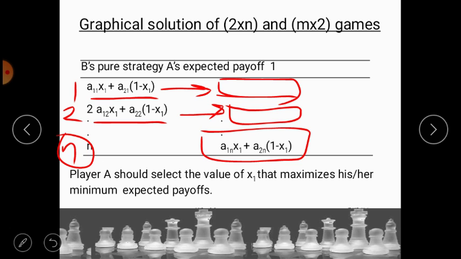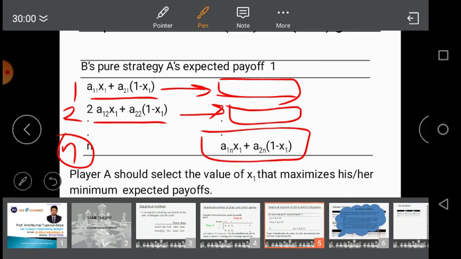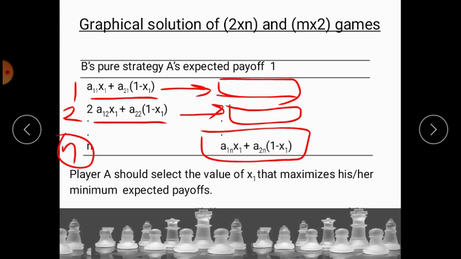Okay, so fine. Now player A should select the value of x1 that maximizes his or her minimum expected payoff, right? Player A has to select the value of x1 in such a way that it maximizes his or her minimum expected payoff. Please read this line carefully. He has to maximize the minimum expected payoff.